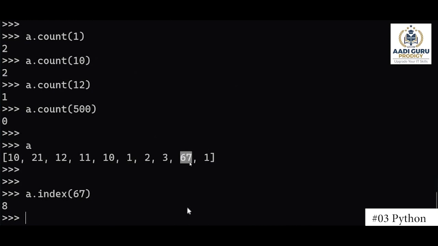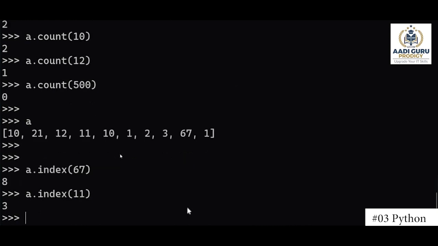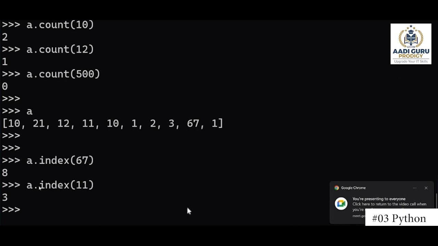Clear? So if you want to find the index number of any number, a dot index of 11 will give the index number of 11. Okay, any questions regarding index? Anybody has any questions? No questions? This will work. Any questions on this?